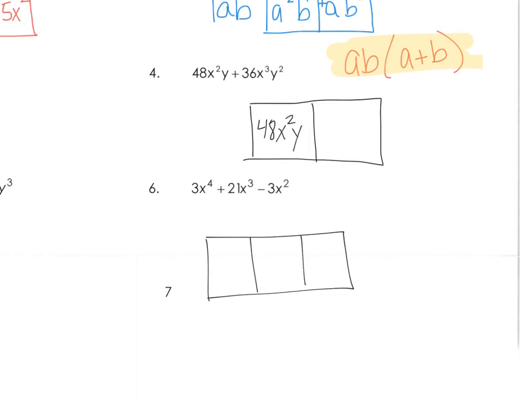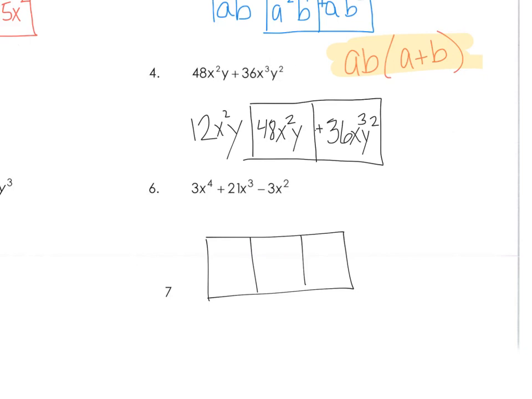48x squared y plus 36x cubed y squared. This is a good time to go to the calculator. Math, over to number, choice 9, type in 48, comma, 36, close that parenthesis. 12 is the GCF between 48 and 36. I see that they both have an x. X squared is the smaller exponent. They both have a y. Y to the first is the smaller exponent.